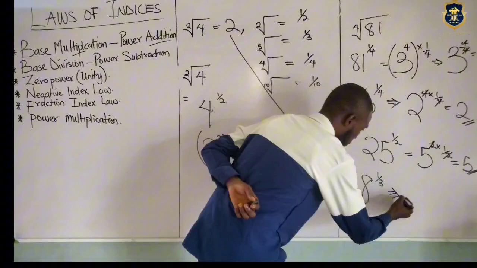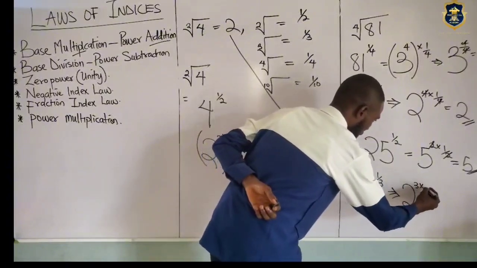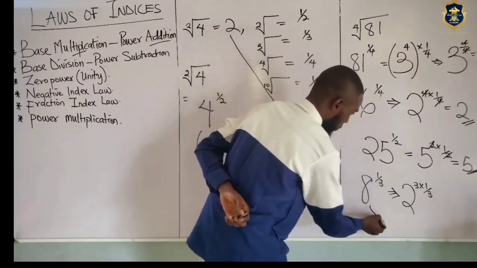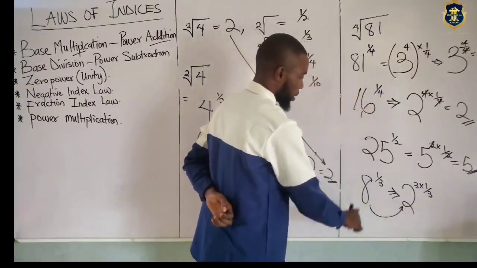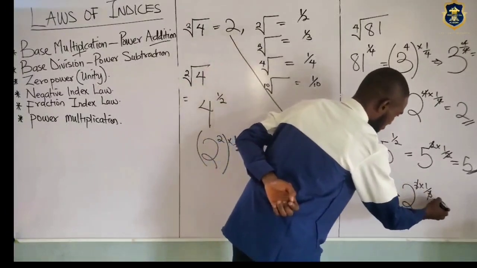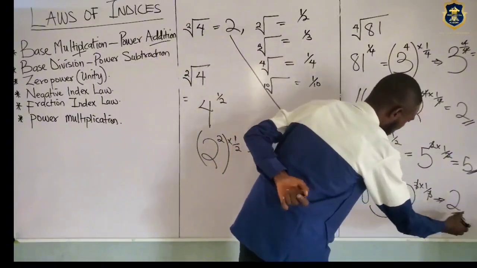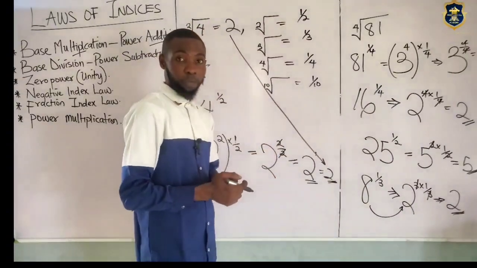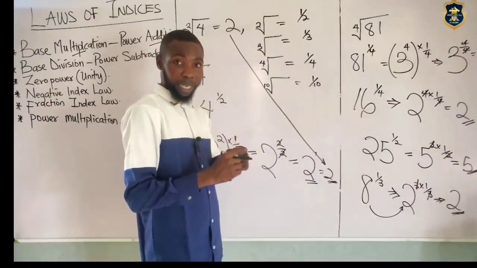So we can change this for 2 raised to the power of 3 times 1 over 3. This 8, we have substituted it for 2 raised to the power of 3, so that this 3 can take out this 3. We are left with what? With 2. I promise you, you're going to be seeing this more often in subsequent questions we'll be giving. We'll be giving questions so that you can master it very well.